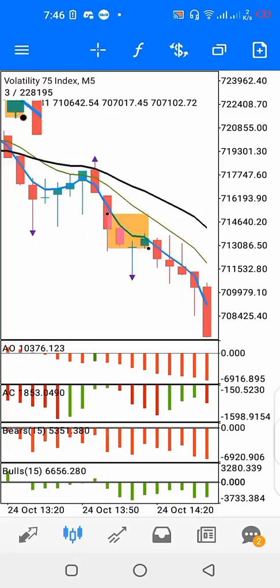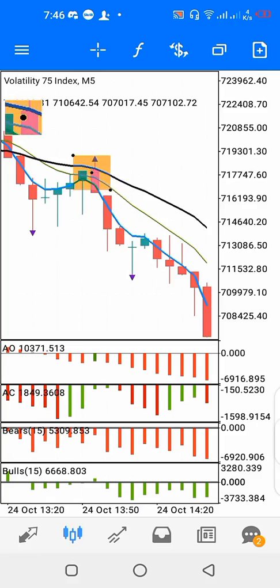Okay, then for sell trade, is price closing below the lines? Is the blue line below the green? Is the green below the black? And is price also having a close below all the lines? Are the lines turning downwards? Those are the conditions for me to place a sell trade, for me to go short.